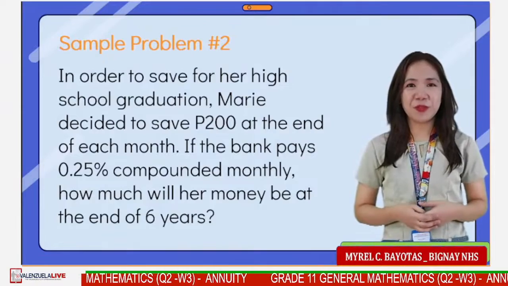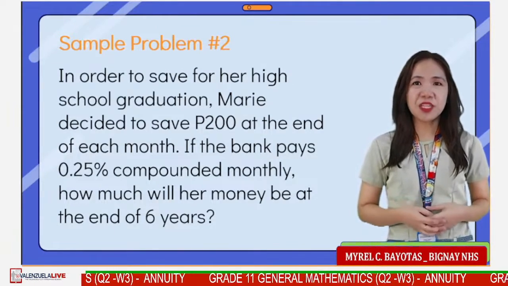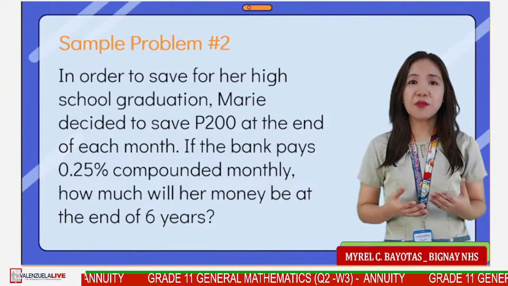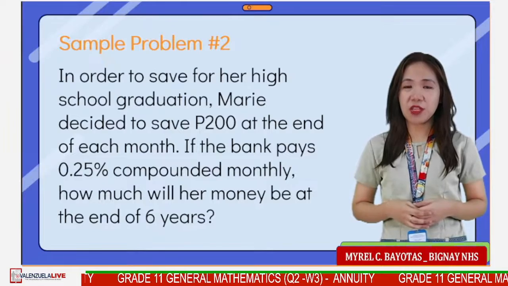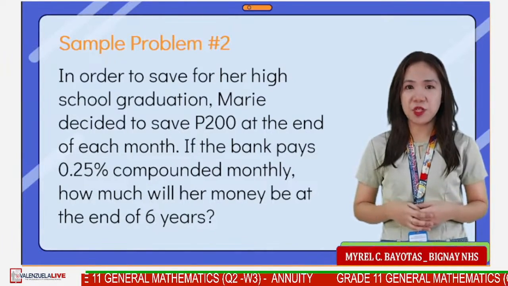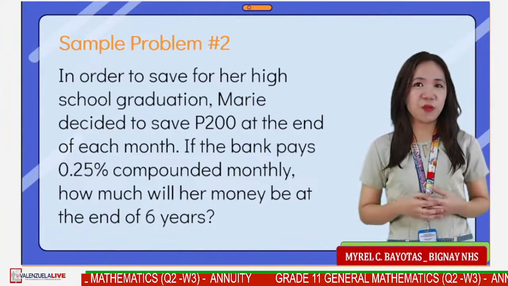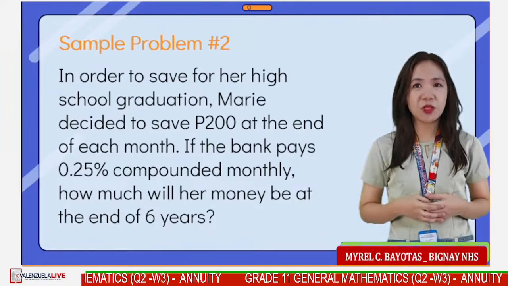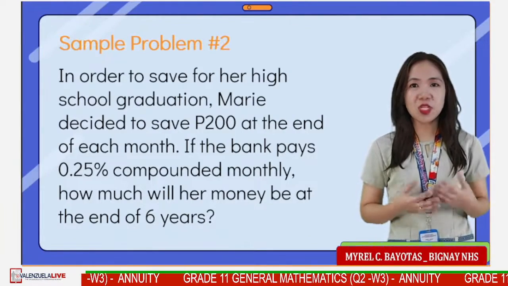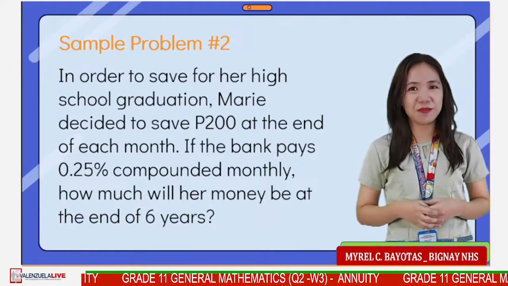Sample problem number 2. In order to save for her high school graduation, Marie decided to save 200 pesos at the end of each month. If the bank pays 0.25% compounded monthly, how much will her money be at the end of 6 years? By the way, I hope every one of you applies your knowledge about annuities in managing your finances for school-related concerns, just like how Marie planned to save money for her school graduation.